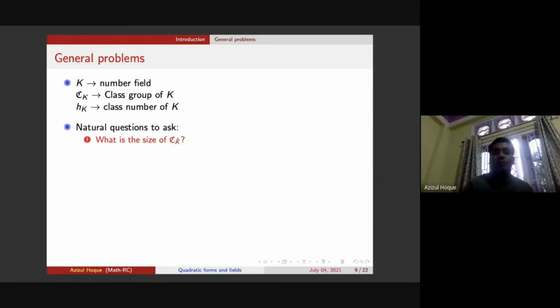So I'm giving you Q root over, say, 500. Then what is the class number? You can easily find that out. But if d is arbitrary, is it possible to bound the class number, or the size of this one? Or you can say, at least, can we say something about the factors of the size of this CK?